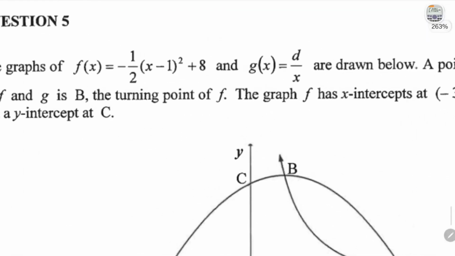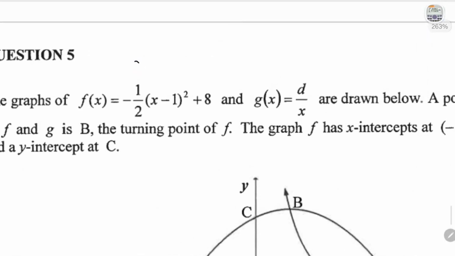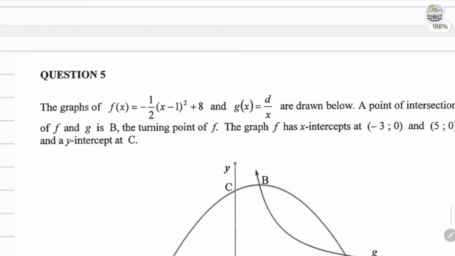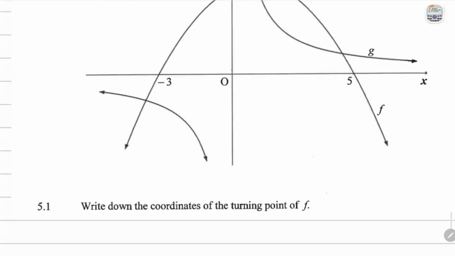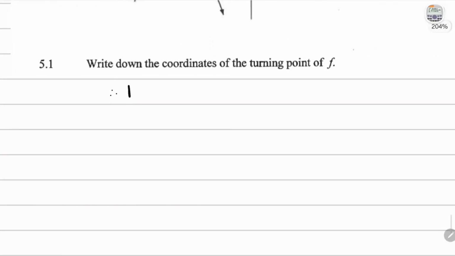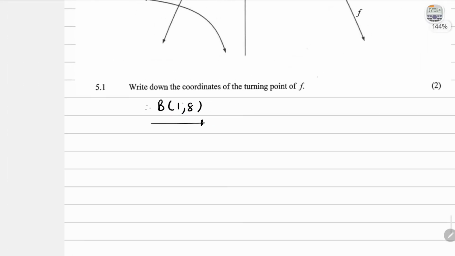Okay, so notice that f is already put in turning point form, which is a times x minus p all squared plus q. And p and q would stand for your turning points. So you can see that p here is 1 and q is positive 8. So that is what the turning point B would be. B is simply 1 and 8. And that is our answer.